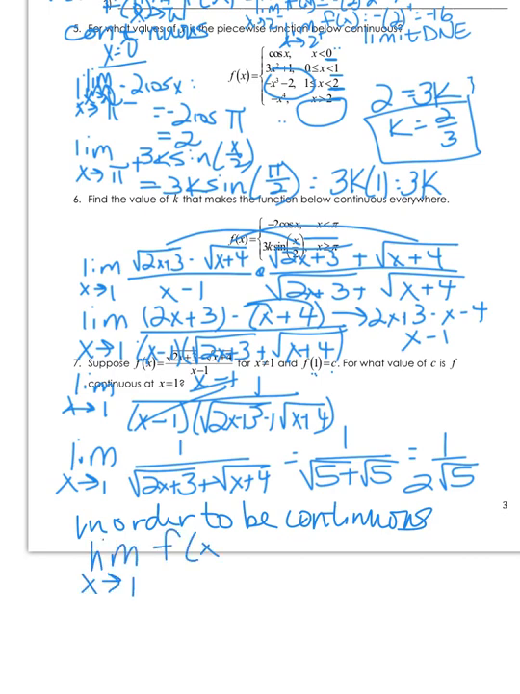And I just figured out that the limit has to equal 1 over 2 square roots of 5, which means f of 1 also has to equal 1 over 2 square roots of 5. So c is equal to 1 over 2 square roots of 5. So they have to equal each other, which is the definition of continuity.